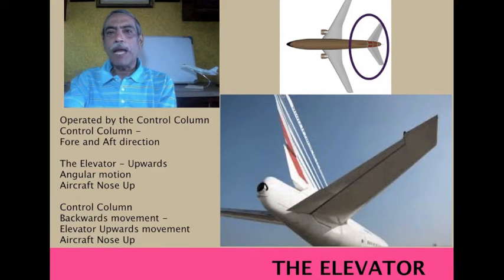Similarly, when the pilot moves the control column forwards of the neutral position, the elevator moves in a downward and angular motion. Then the aircraft nose tends to pitch down, and the aircraft starts losing height. And if you have to maintain a steady height, then the elevator has to be kept in a steady state with very, very minor changes, which we will see in future lessons.